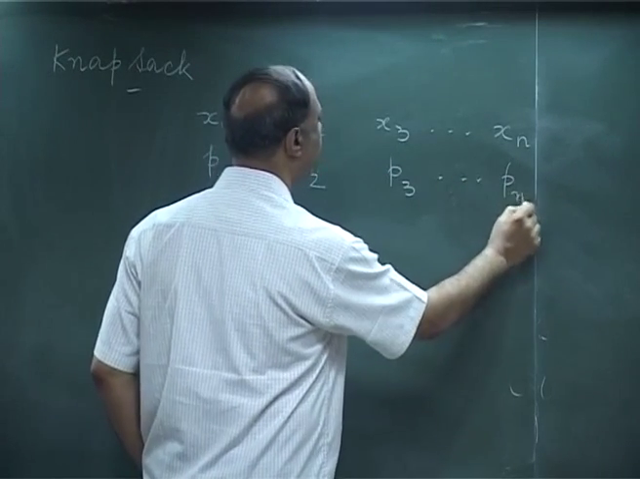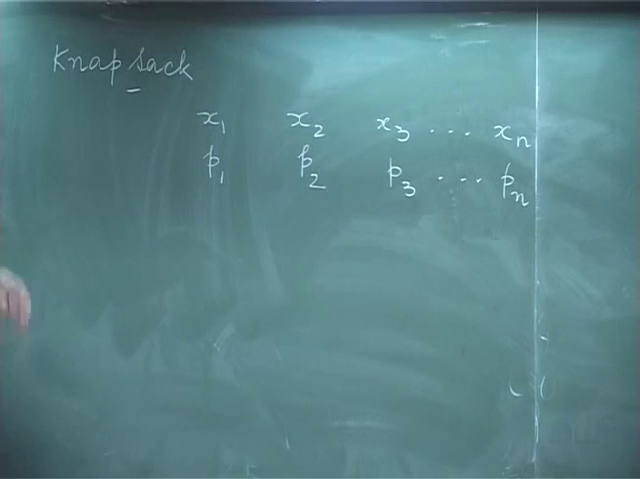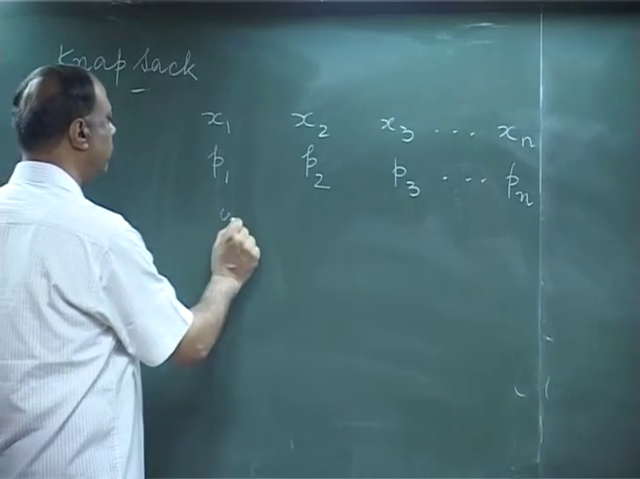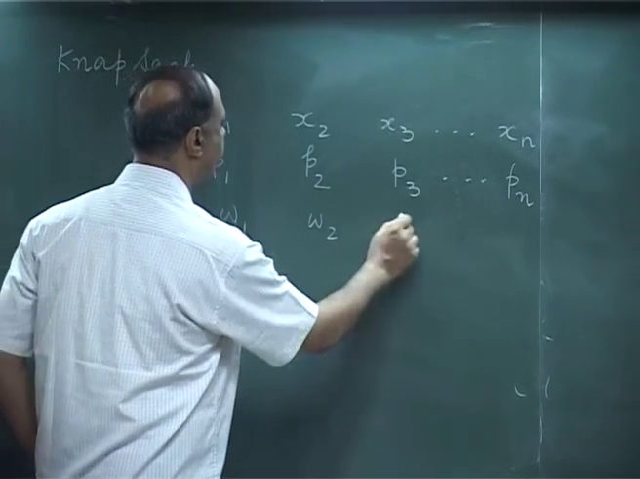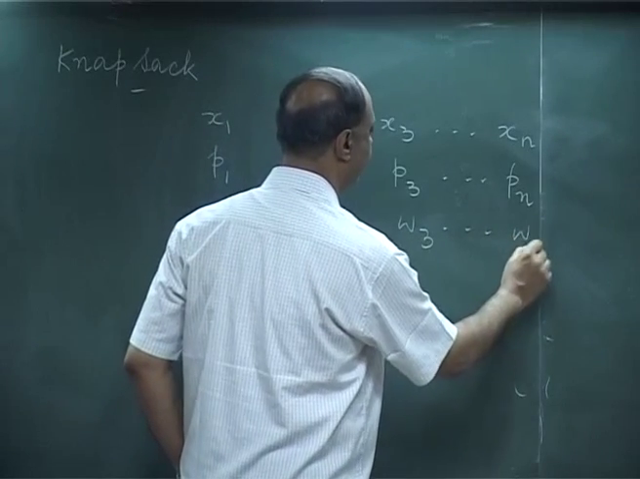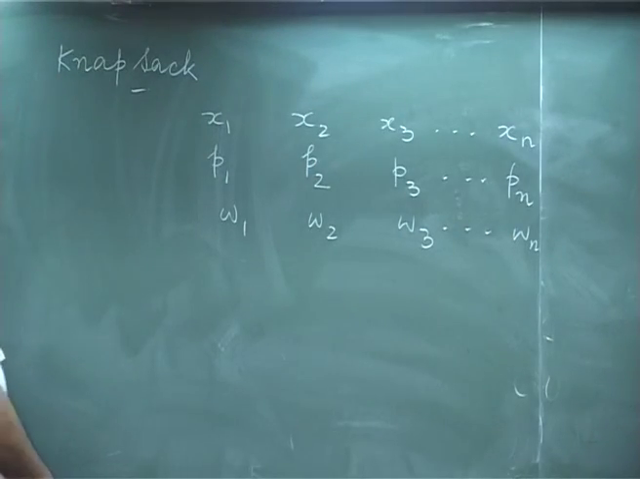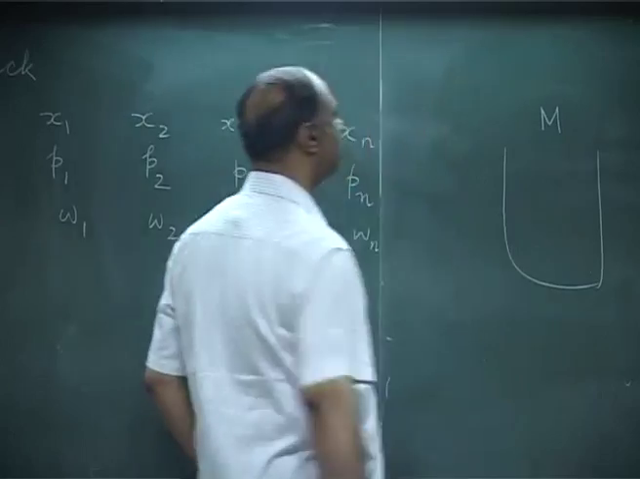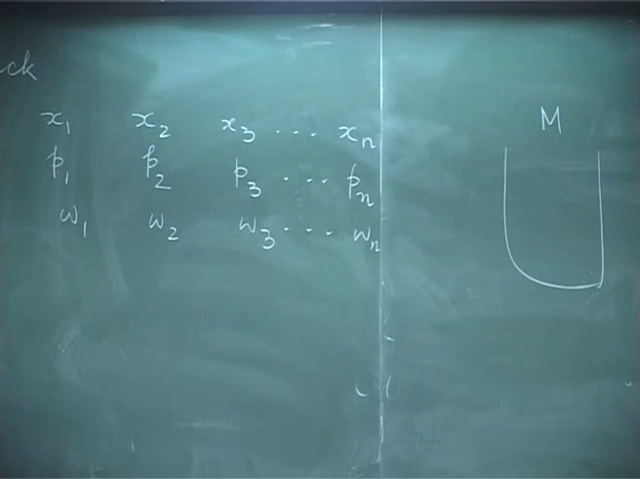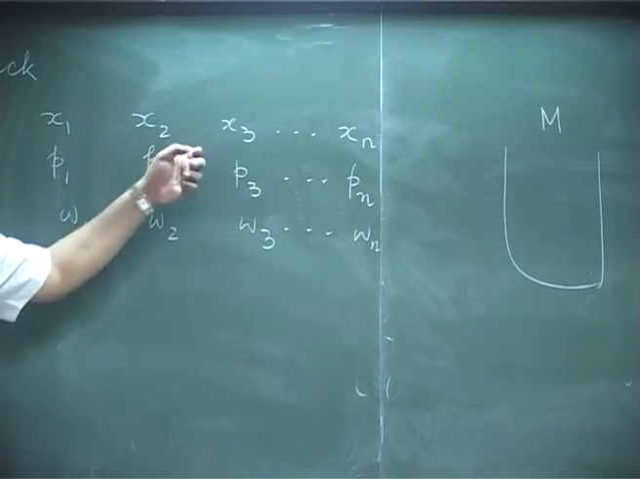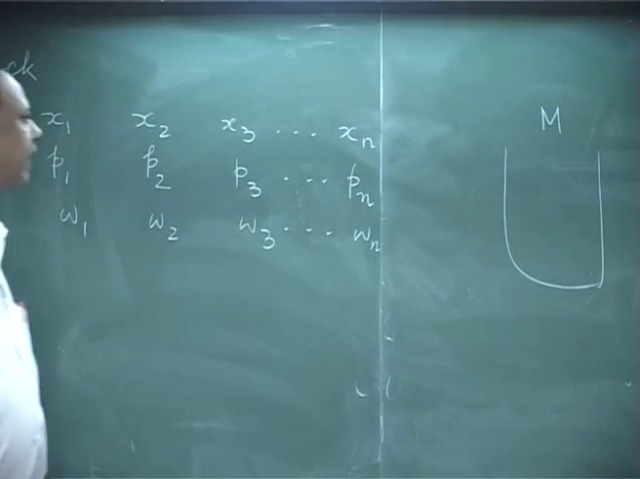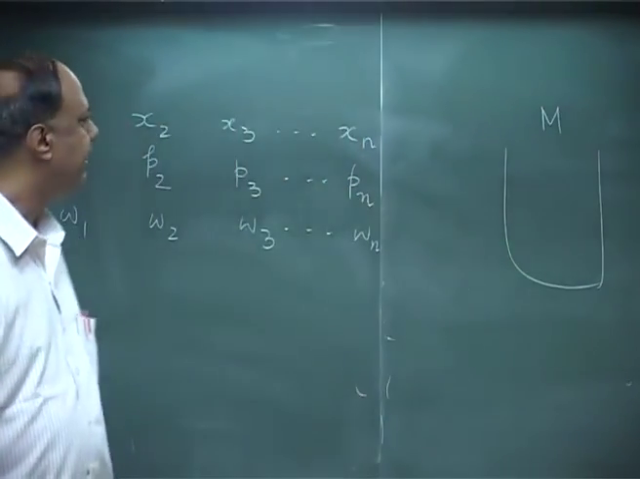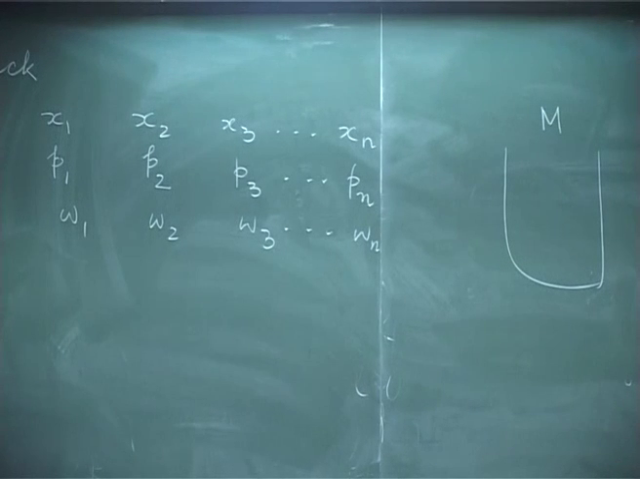To select xi you earn the profit pi, and each entity has a certain weight. Say w1 is the weight attached to x1, w2 to x2, and wn to xn. Now there exists a bin of capacity m. The problem is to select some of the x's and put them into this bin, such that you earn the maximum profit.